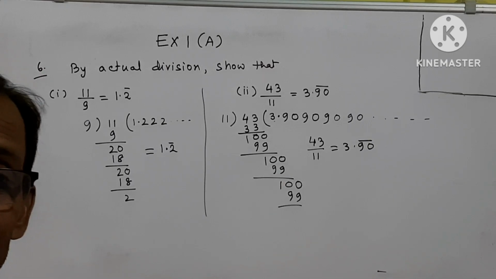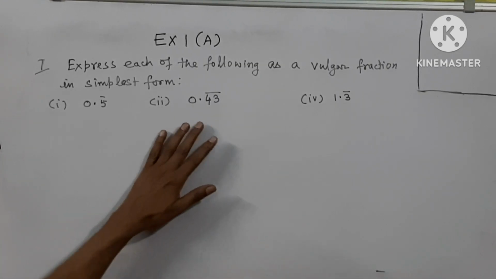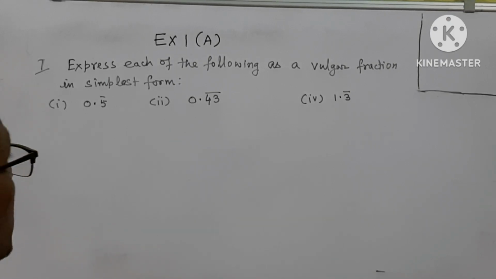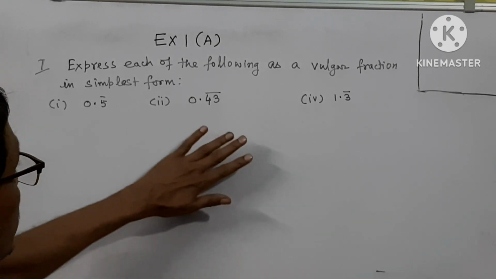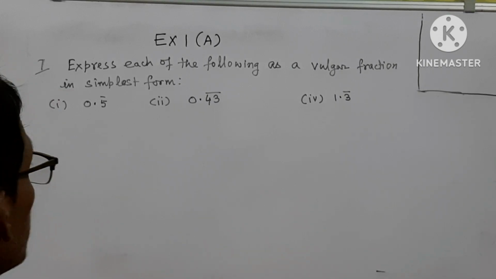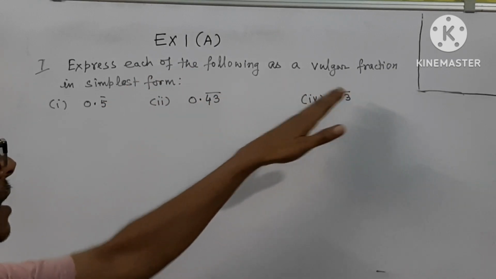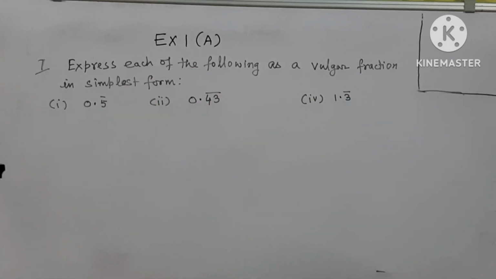So these are non-terminating repeating decimal numbers. Children, this is the last sum of the exercise, but these are the most important questions from your exam point of view. Express each of the following as a vulgar fraction in simplest form. Now, vulgar fraction I have already explained.